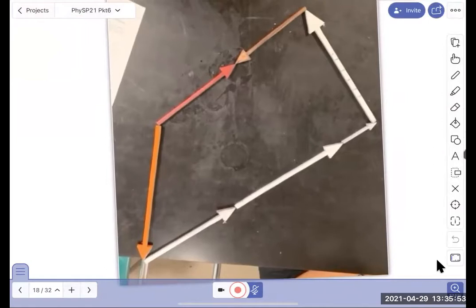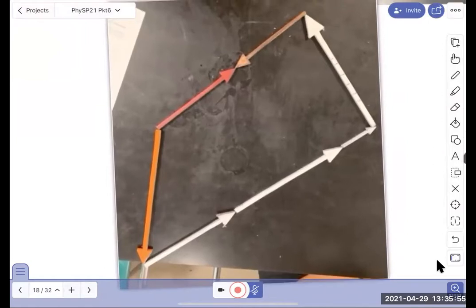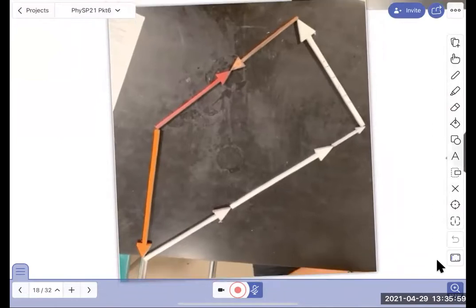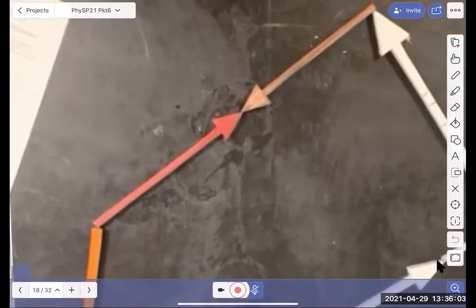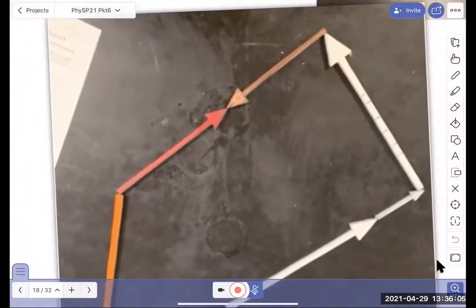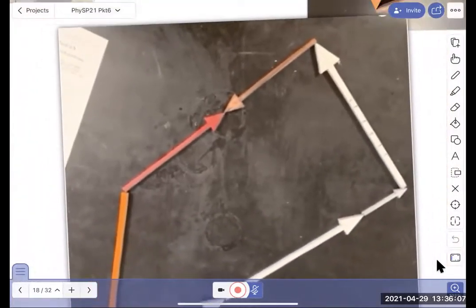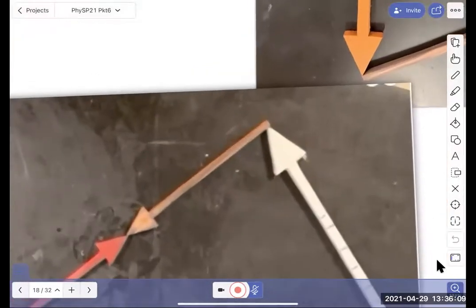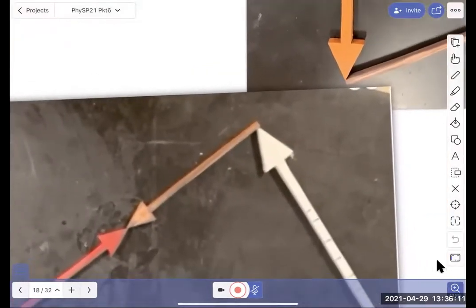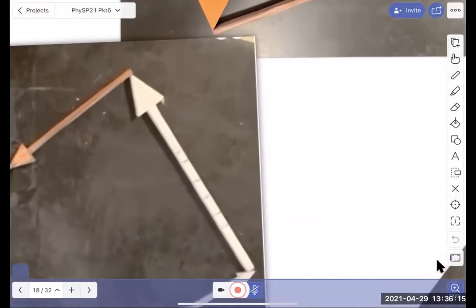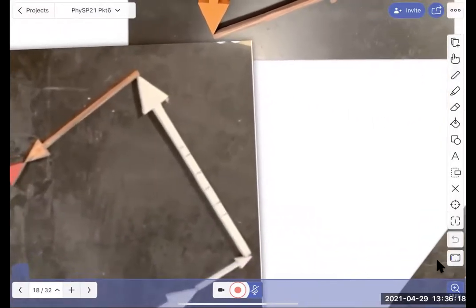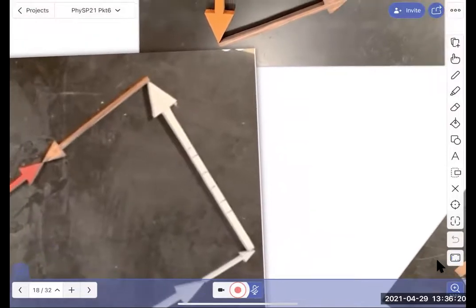Remember the orange vector represented weight, mg, and that has to point straight down. The red vector there represents summation of forces. That's the resultant, and that points in the direction of motion. The brown vector there represents air drag, and that's always opposite the direction of motion. The white striped one represents lift, and it's always perpendicular to the direction of motion.